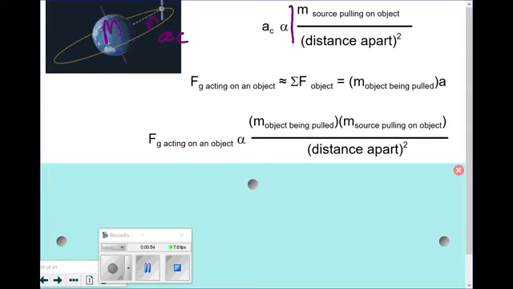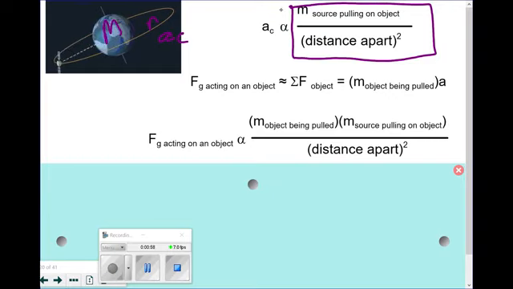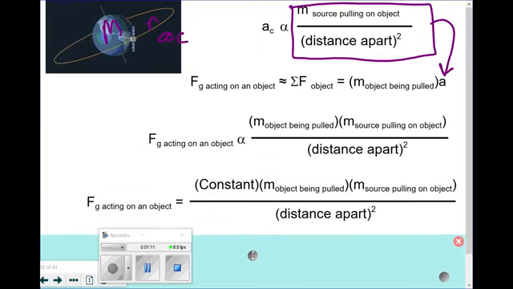Basically, all we're doing is taking the statement that we have for acceleration and substituting that in. But this is not an equation, it's a proportionality. To make a proportionality into an equation, you really only need one other thing added to the statement, and that is a multiplying constant. So the force of gravity between two objects is equal to some constant times the product of their two masses multiplied together, all divided by their distance apart squared.